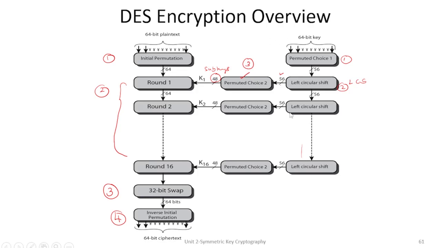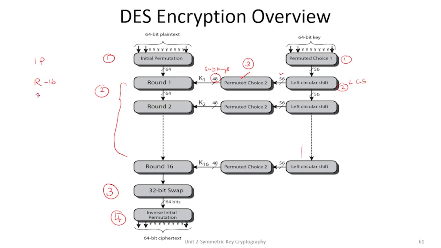So this is an overview diagram of DES encryption. At the plaintext side, 4 operations are done. One is initial permutation, that is step 1. Second, round function operations. Totally 16 rounds are available. In each round, different subkeys are used.